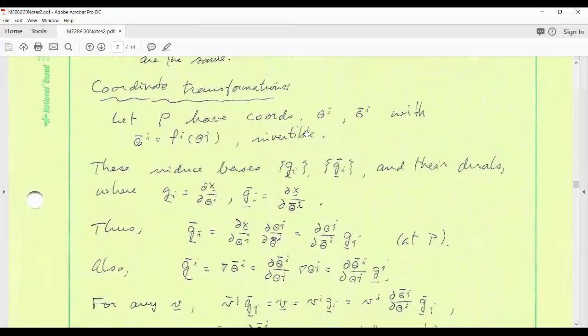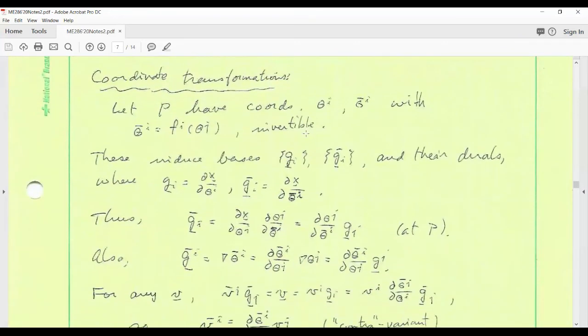Okay, in the old days, and I mean in the 1800s, and late 1800s, early 1900s, people would define a tensor to be something that obeyed a certain transformation rule under coordinate transformations. Let's revisit that in this context.